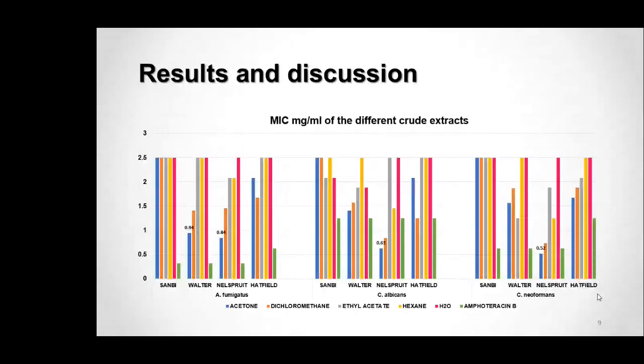Now, coming to our antifungal results for crude extract, we've noticed that Walter Sisulu and Nelspruit were the most active regions against all 3 pathogens. We've also noticed that acetone extract had better activity compared to the other preliminary solvents that were used, and we've seen that Nelspruit acetone had better antifungal activity compared to all other regions with MICs of 0.5 to 0.8. We can move on.